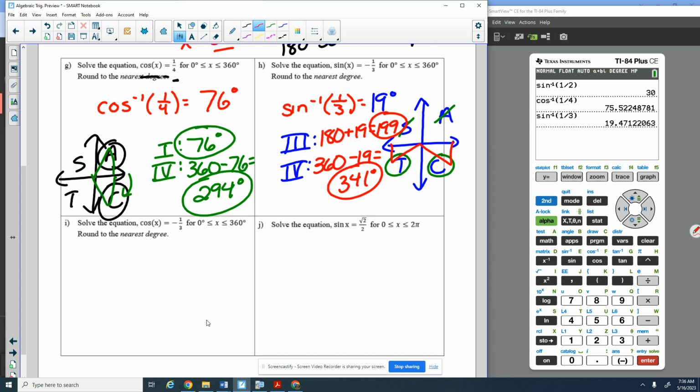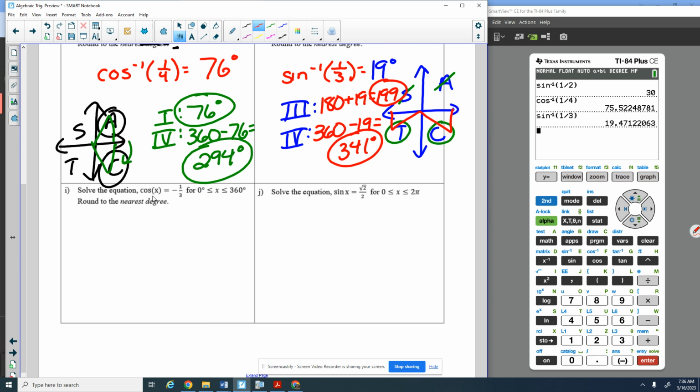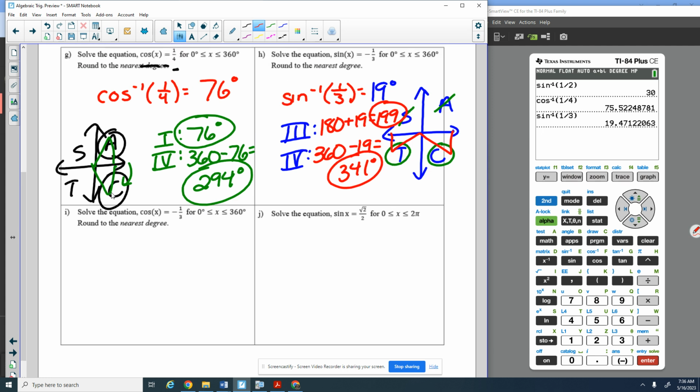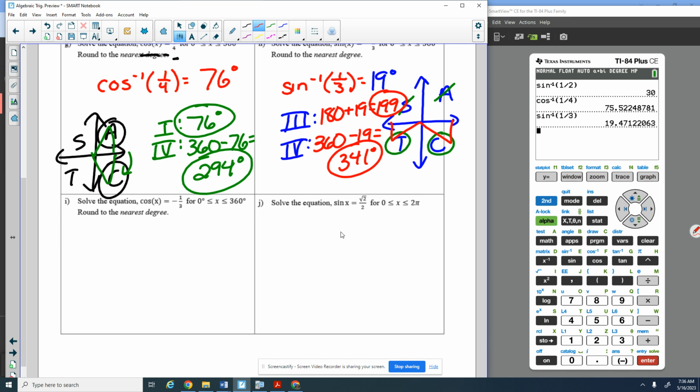Moving on to the next one. This is the same idea. I'm actually not going to go through and do this one, but basically just talking through it, I'd do a cosine inverse of 1/3. I'd get the reference angle. And this time I would have crossed out 1 and 4, so it would be in quadrants 2 and 3. So if you wanted to try that one, you could work through that one.